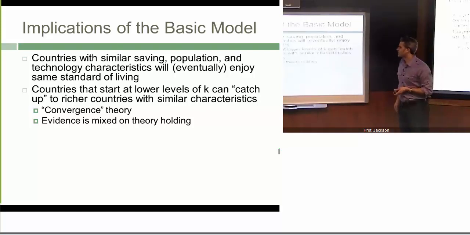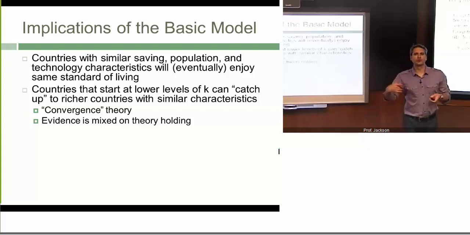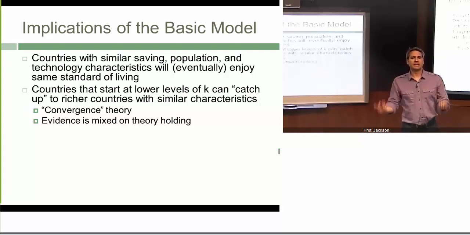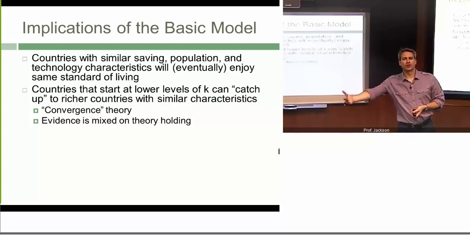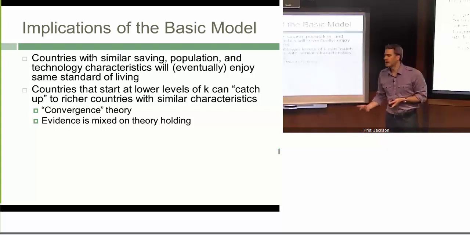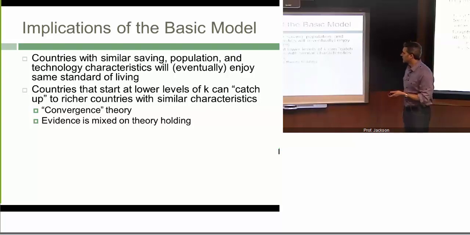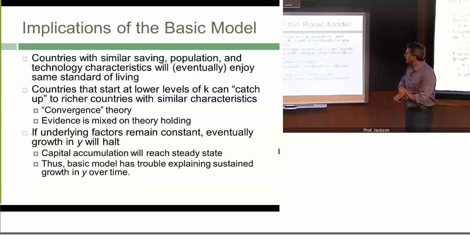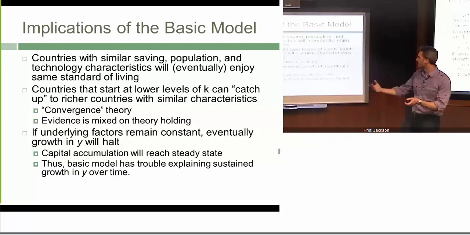And so this is really what's referred to as the convergence theory, the idea that poor countries can basically accumulate capital to the point where they catch up to rich countries who are just sort of stuck at that same steady state. And so it turns out the evidence on convergence holding is somewhat mixed, and you can look at the book for that. And so, as I mentioned, if all of those underlying factors remain constant, then eventually growth in output per person is just going to halt. It's going to go to 0, and then we're just going to sit there. And that happens through this capital accumulation process where we reach the steady state.